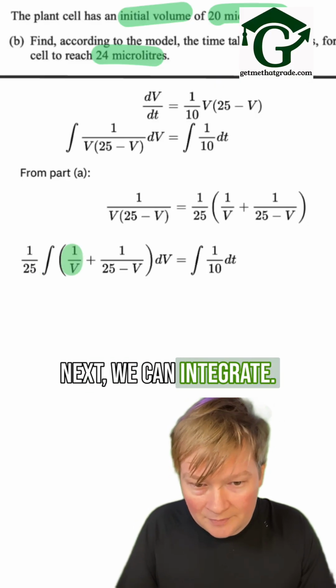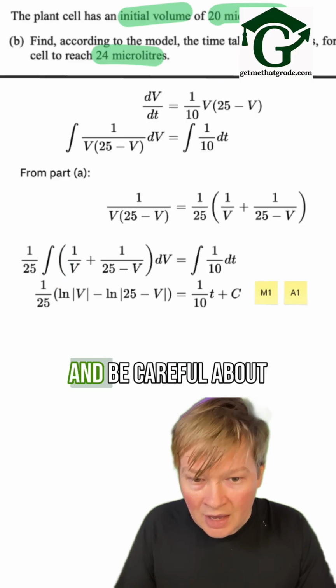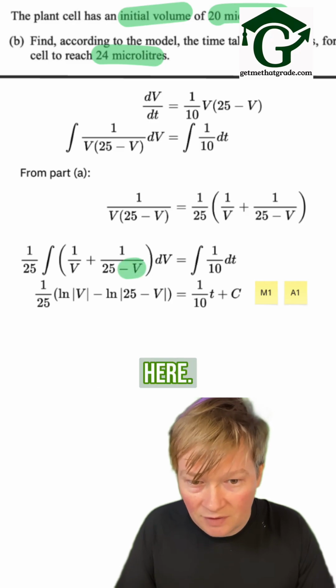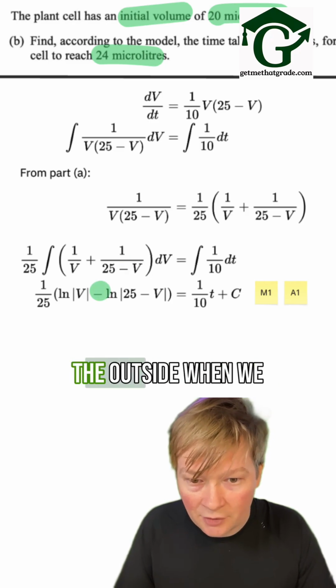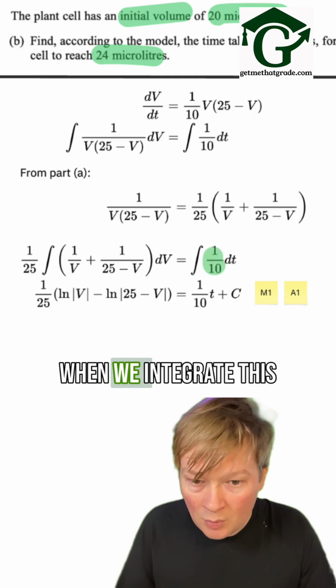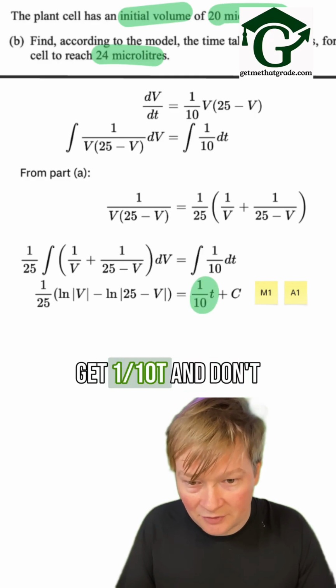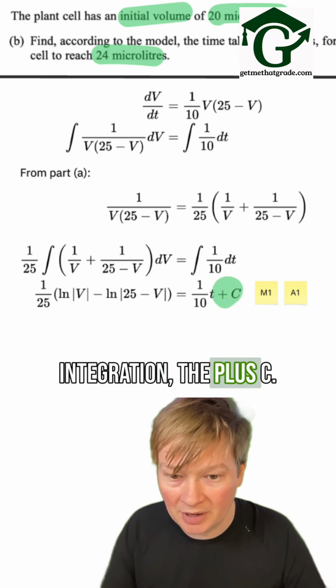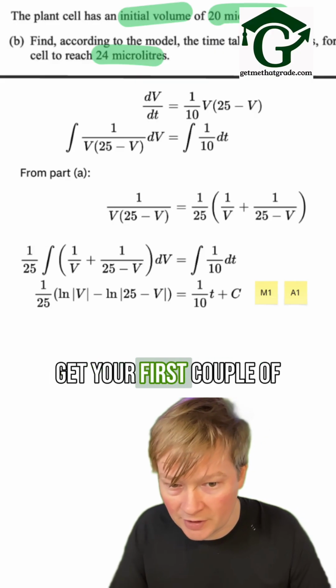Next, we can integrate. This gives us natural log of V. And be careful about the next term because we've got a minus V here. Remember, we're going to need an extra minus sign on the outside when we integrate. When we integrate this constant, well, we just get 1/10 t, and don't forget the constant of integration, the plus c. If you get that far, you get your first couple of marks.